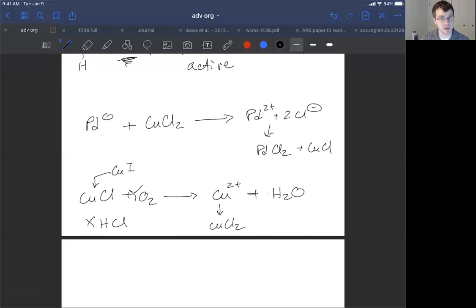So it's actually palladium 2 that induces the Wacker oxidation, which were the earlier steps. And then what we use the copper chloride, which is dirt cheap, and the oxygen for is to turn the palladium back into palladium 2, which we can use.